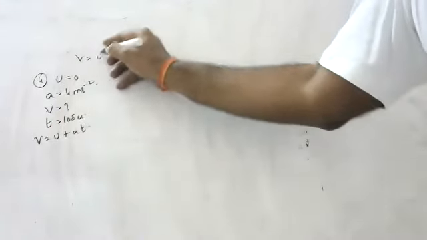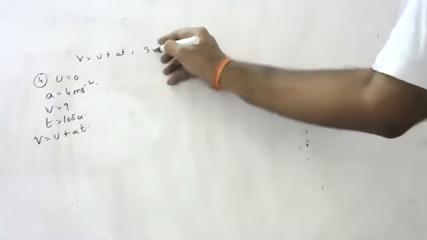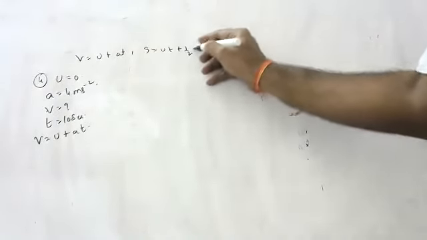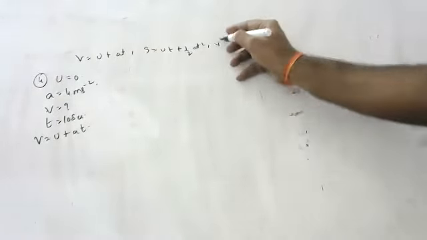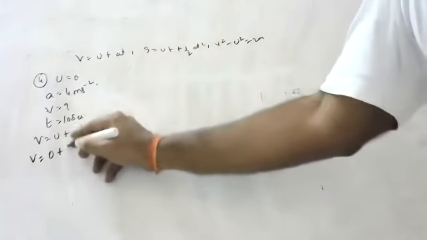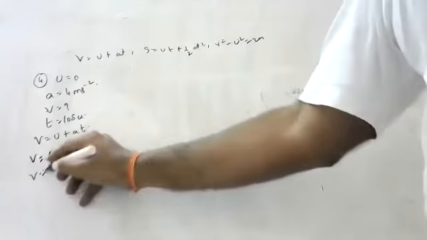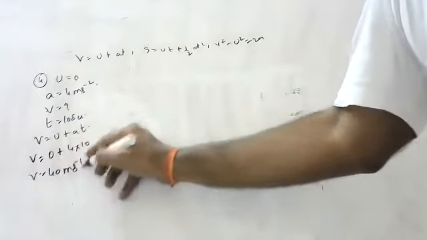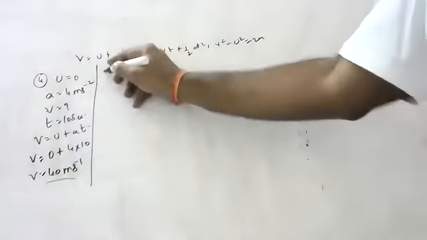First one is V is equal to U plus AT. Second one is S is equal to UT plus half AT square. Third one is V square minus U square is equal to 2AS. Connecting V U A T, we have the first formula. Tell me how to do. V is equal to U plus AT, which is 0 plus 4 into 10, which is 40 meters per second. In 10 seconds, the cheetah will attain 40 meters per second speed.